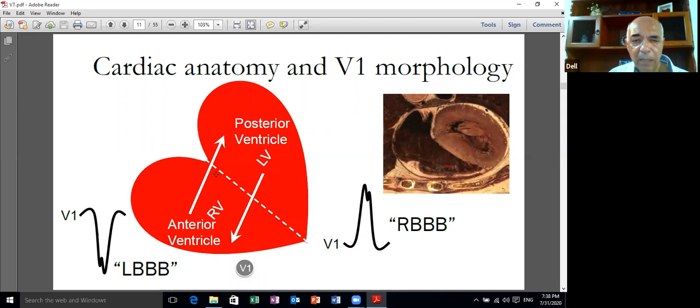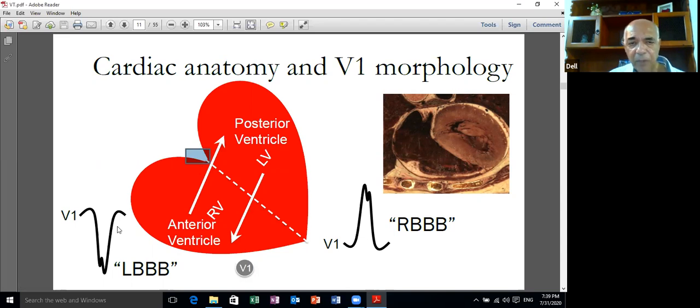Now, you know that the two ventricles are an anterior ventricle and a posterior ventricle. If you get an electrical activity arising from the anterior ventricle, whether from the free wall of the right ventricle or from the interventricular septum, with the exit on the right side of the septum, then it will show a left bundle branch block morphology. It means that it will be predominantly negative complex in V1.